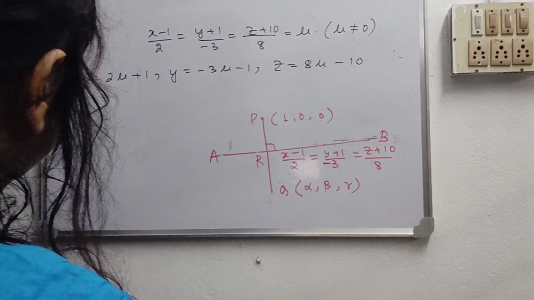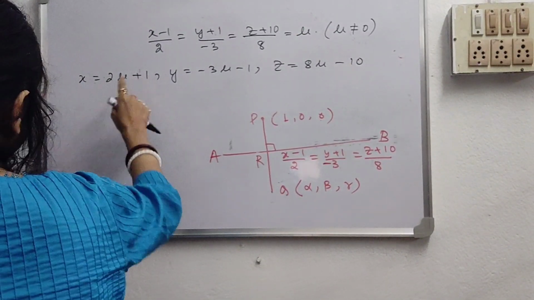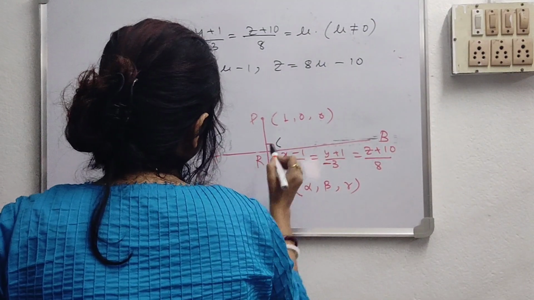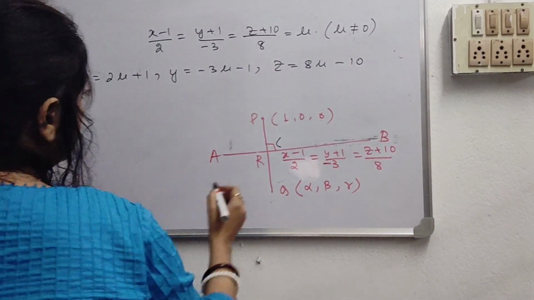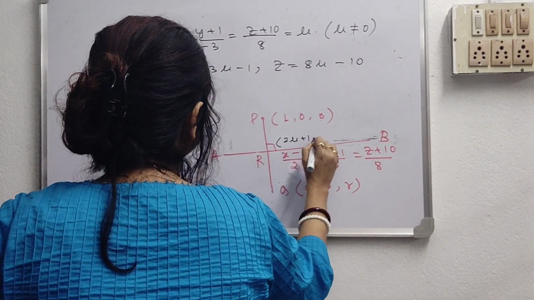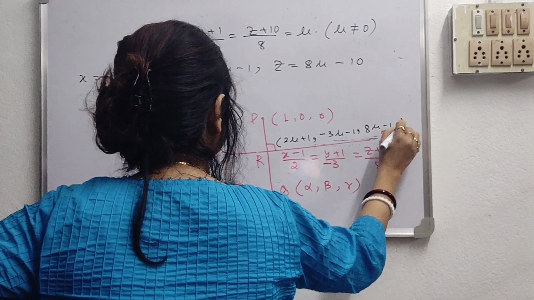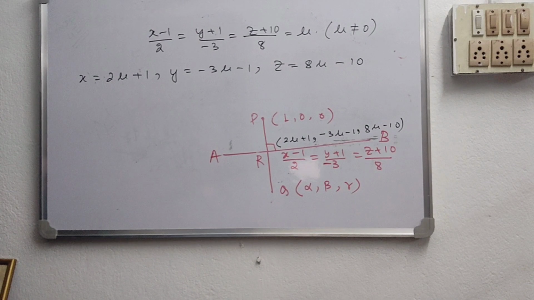So these, 2 mu plus 1, minus 3 mu minus 1, 8 mu minus 10, are the coordinates of the point R. So I got the coordinates of the point R but with respect to mu. I don't know exactly what the point R is. I got the point R with respect to mu, so first I have to find the value of mu.